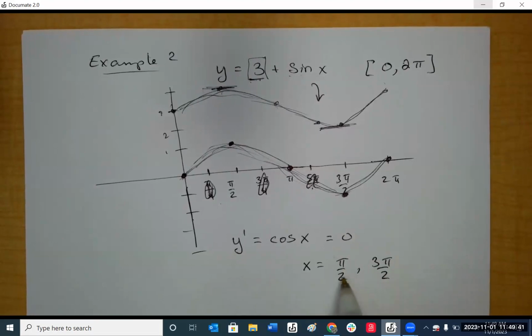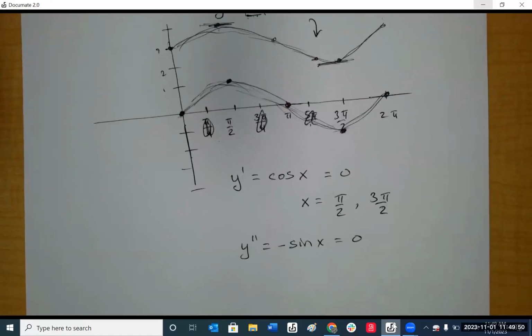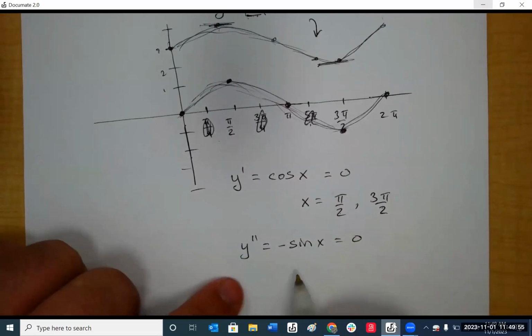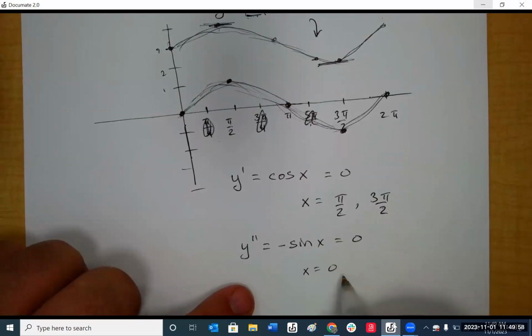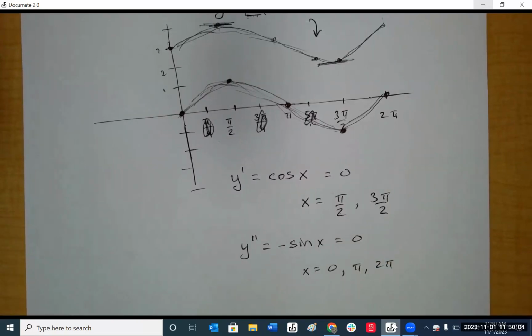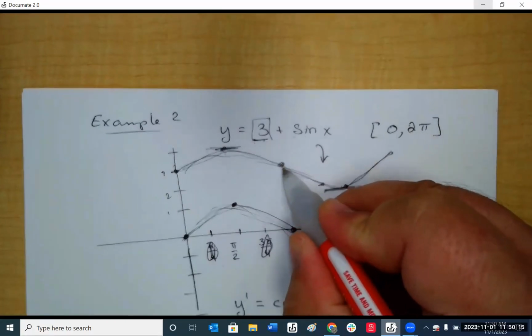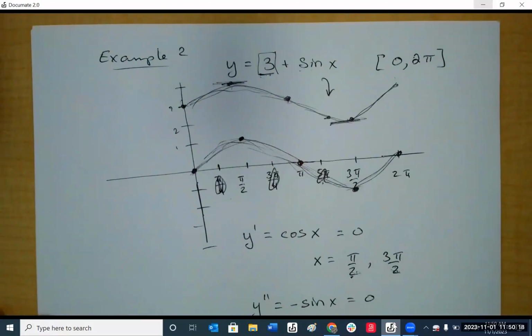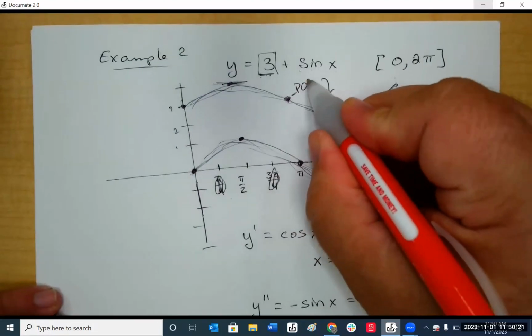Which means that somewhere between there, at negative sine, the derivative of cosine is negative sine, set that equal to 0. And that's at 0, pi, and 2 pi. But pi is between these two. So at this point here, at pi, is our point of inflection.